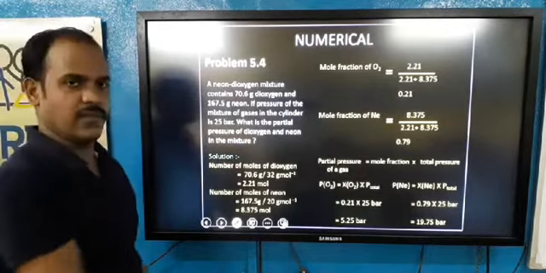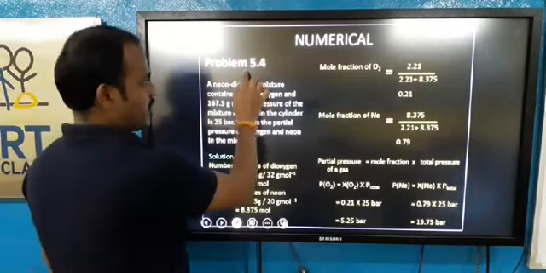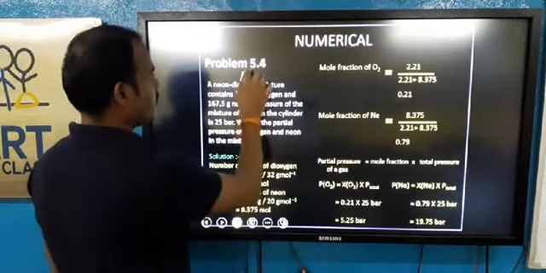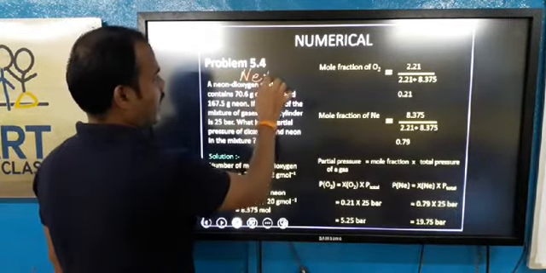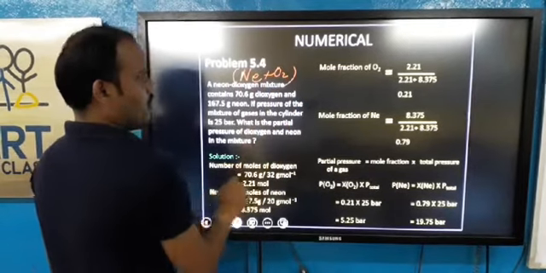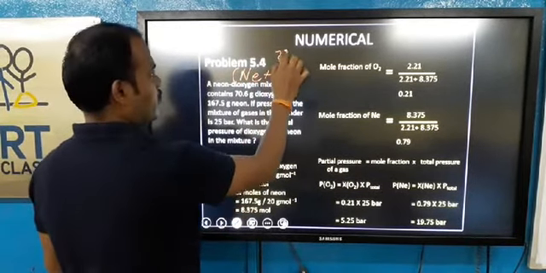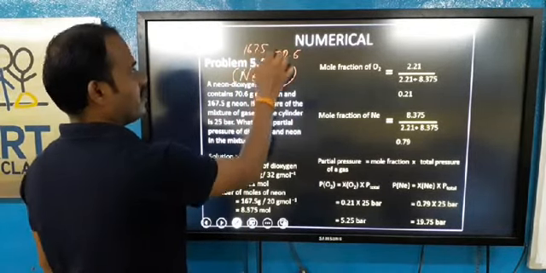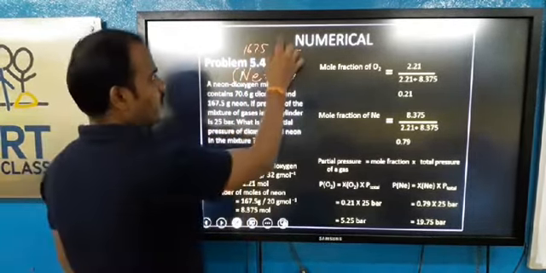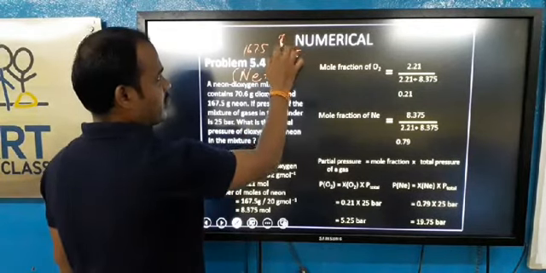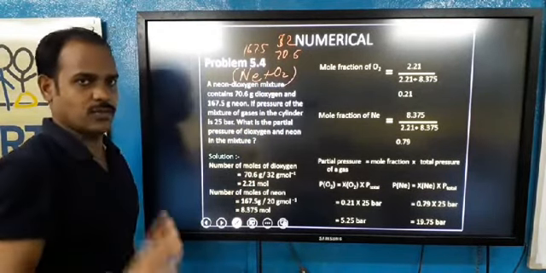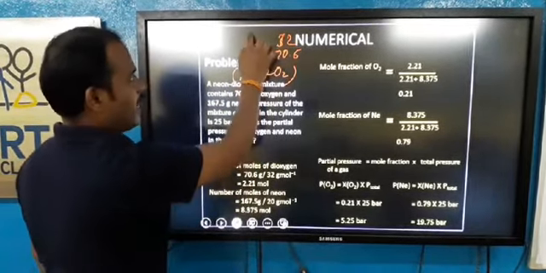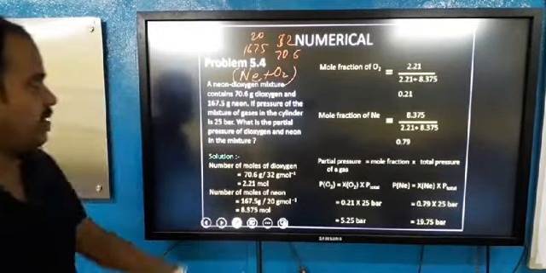So first see the values which are given. The mixture is of neon and O2. For neon and O2, the mass of O2 is given as 70.6 and the mass of neon is given as 167.5. You know, the molar mass of oxygen is 32, because O2, the mass of one oxygen atom is 16, so the mass of two oxygen atoms is 32, and the mass of neon is 20 atomic mass.